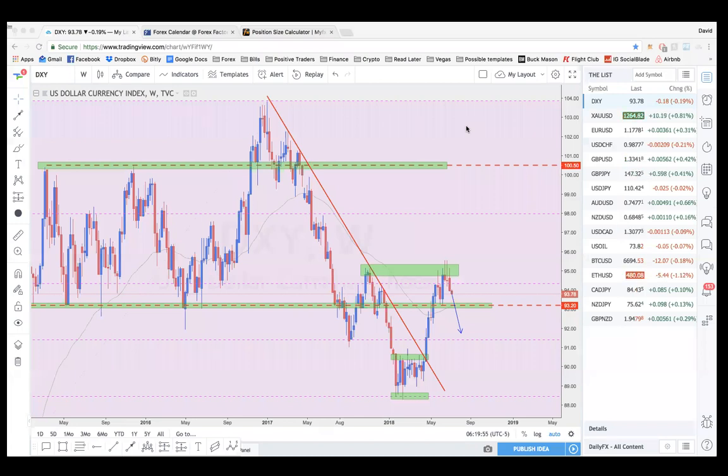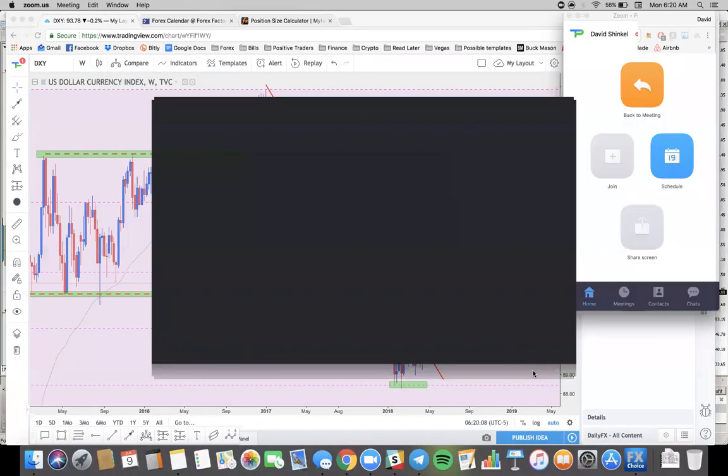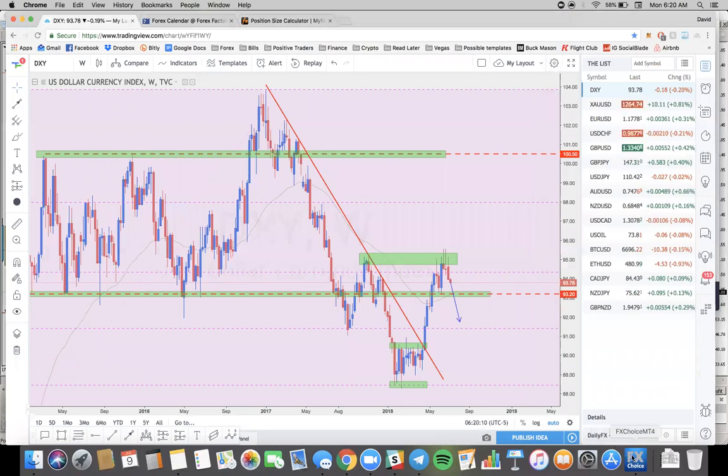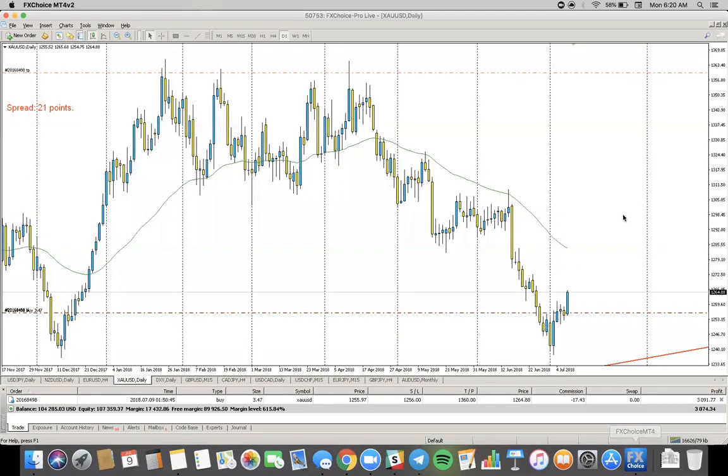But just a couple setups to point out. I don't normally share this super publicly, but we're going to share it with you guys for some transparency. I'm going to share my whole desktop, and we're going to flick over to MetaTrader 4 real quick. I'm going to show you guys, this is a live trade. You can see at the top of the screen, this is a live account with FX Choice, and these are the live charts running right now.